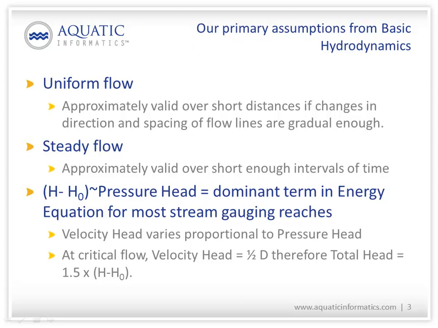One is the uniform flow assumption. So for uniform flow over the length of the control reach, we need our flow lines to be parallel. So we need to examine that assumption. We need to look at our steady flow assumption, that the flow is constant from time to time over the timestamps that we're monitoring and measuring discharge.